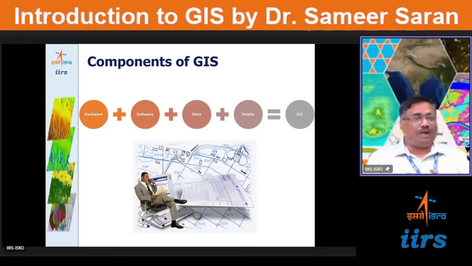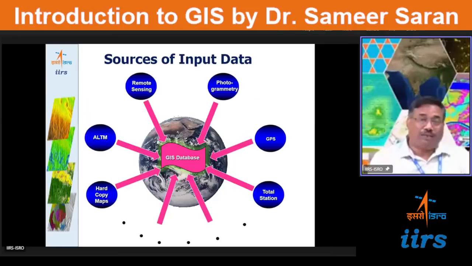And then people, I was referring to, whether you are a consumer or producer, if you are very much aware of GIS, you are able to create those data sets, and you can even help generate different types of products which can be used. So overall, the GIS components consist of hardware, software, data, as well as people.